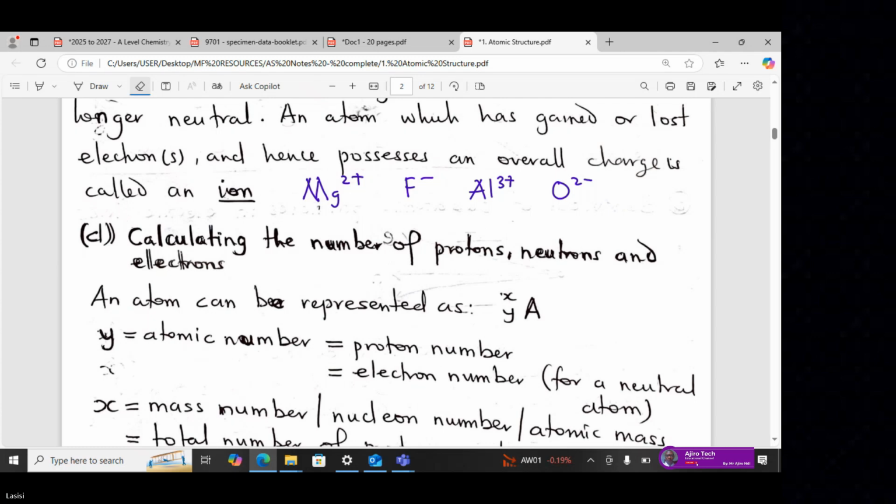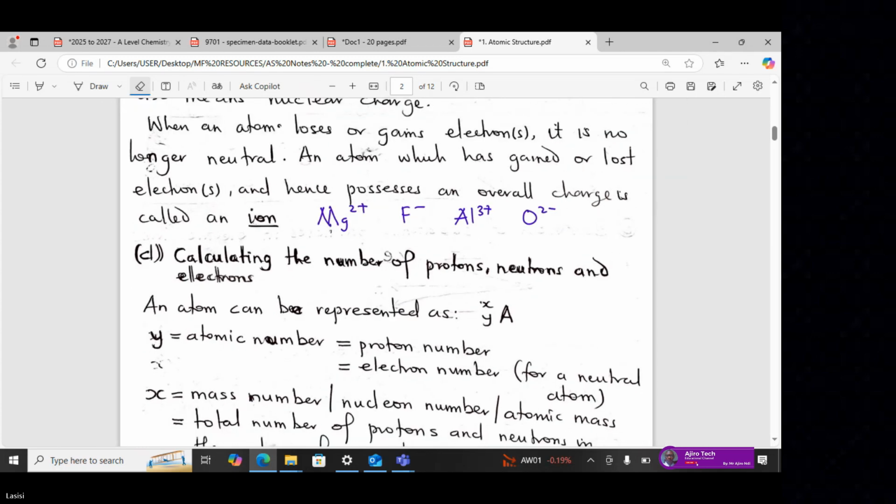Is that fluorine ion? No, it's called fluoride ion. Fluoride ion, exactly. Go on, please. Aluminium ion, that's correct. And oxygen ion? It's not called oxygen ion; it's oxide ion. I will not tell you some, you figure them out yourself. It's called oxide ion.